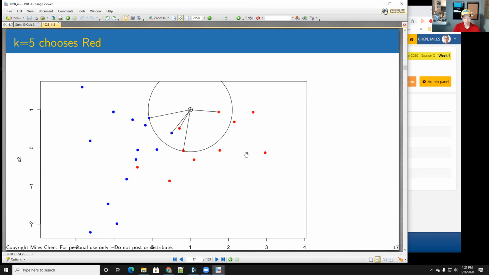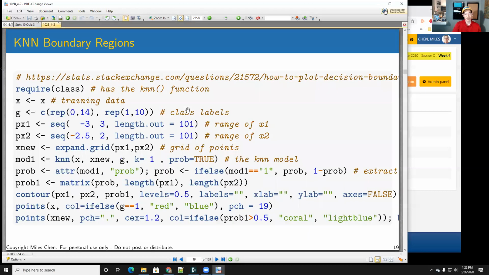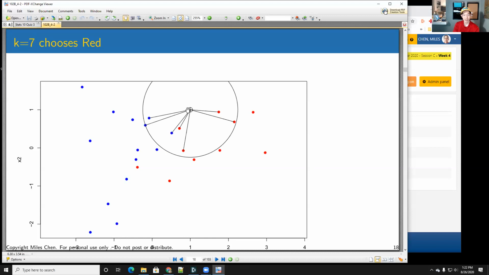If we choose k equal to 5, the 5 nearest data points are these 5. 3 are red and 2 are blue, so we're still going to pick red. And with k equal to 7, these are the 7 nearest data points. 4 of them are red, 3 are blue, and so it still chooses red. So this test case is not super far into the red territory, but it is in the red territory, and so that's going to get classified as a red data point.